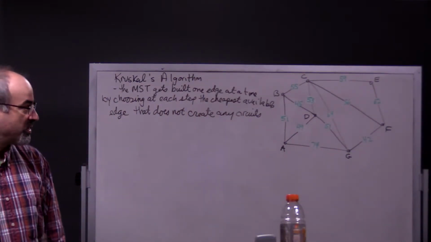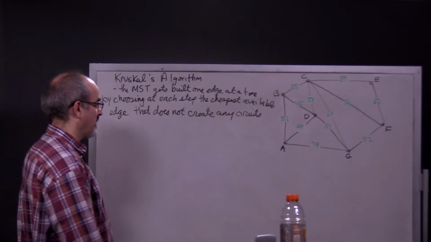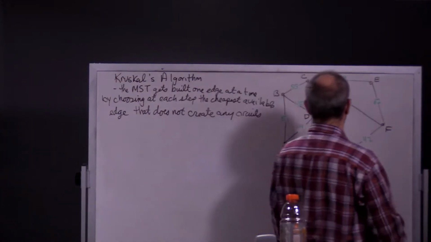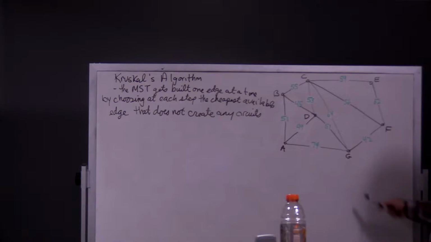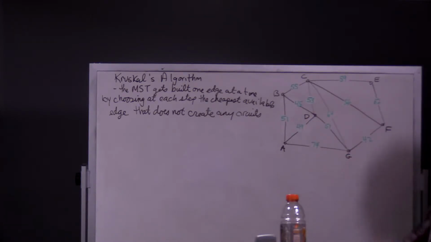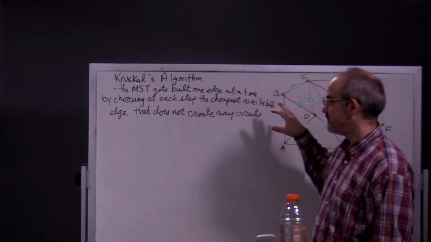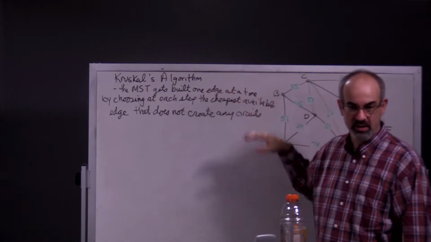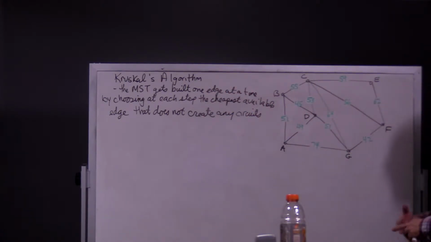solve traveling salesperson problems. So what you do is you just look at your network and you look for the smallest number, and you're going to choose that. And you're going to keep doing that, one edge at a time. The only stipulation is you don't ever want to form a circuit.